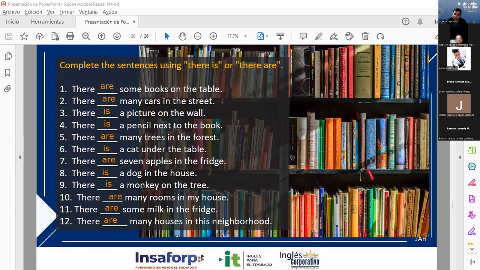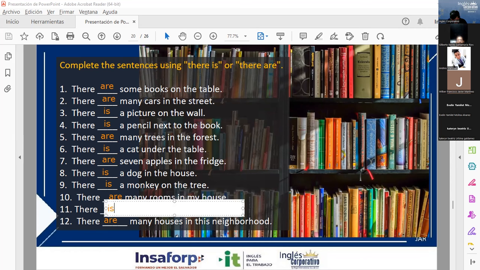There is, no, there are. There is. There is some milk. Hay algo de leche. Right. Yes. ¿Hay algunas leches? No. There is some milk. Gracias, Evelyn. Right. Yes. Vamos mal ahí, entonces. Is. Okay.